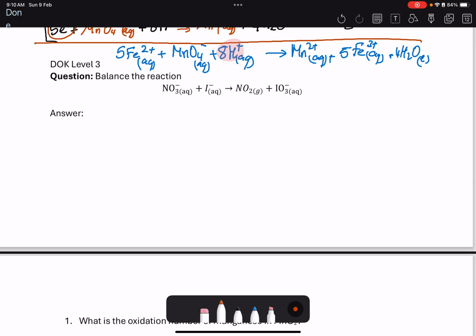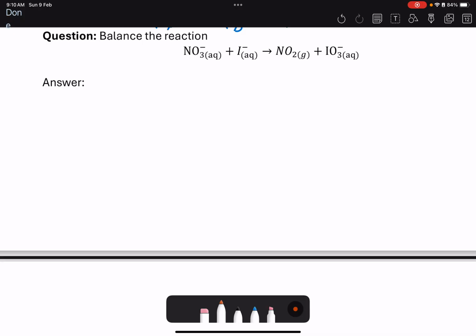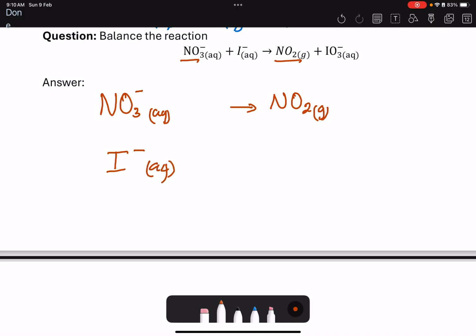Again, another example. Balance the reaction. Again, I'm going to split it into 2 half equations. NO3- giving NO2. I can suggest that you pause the video and you do it yourself and then you compare. And the other half is I- giving IO3-. So these are the 2 half equations.